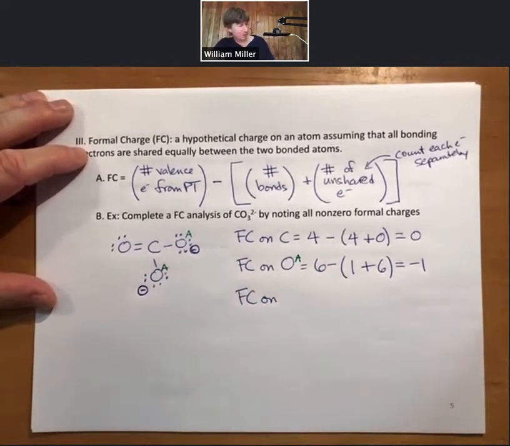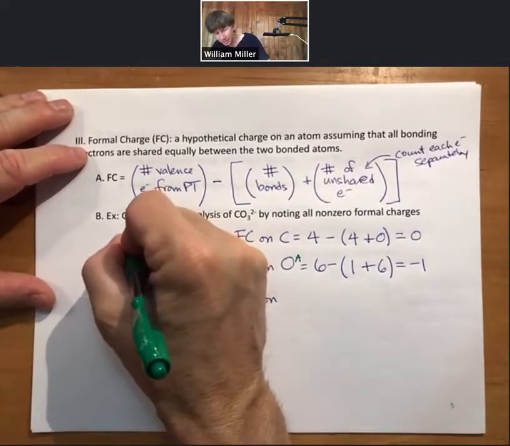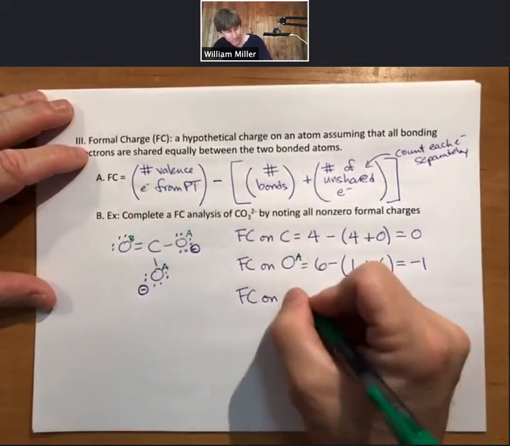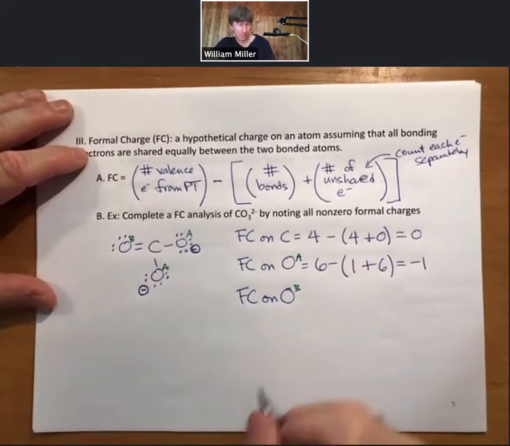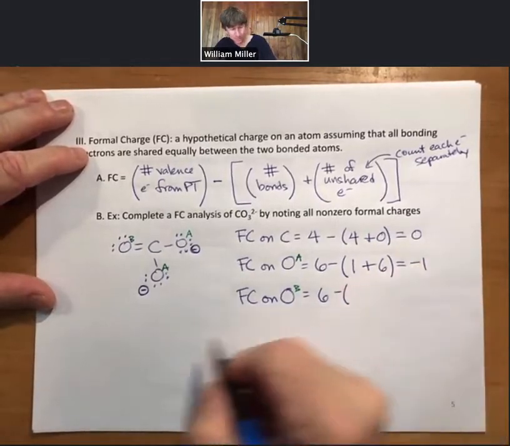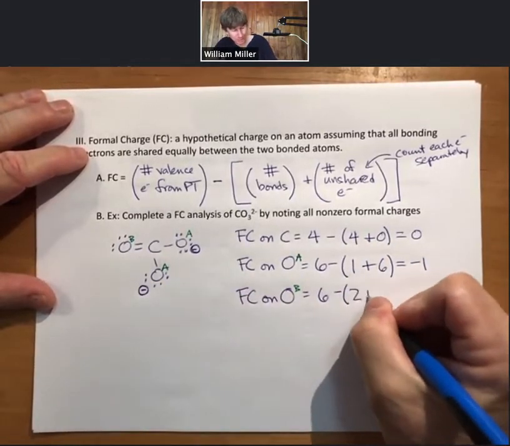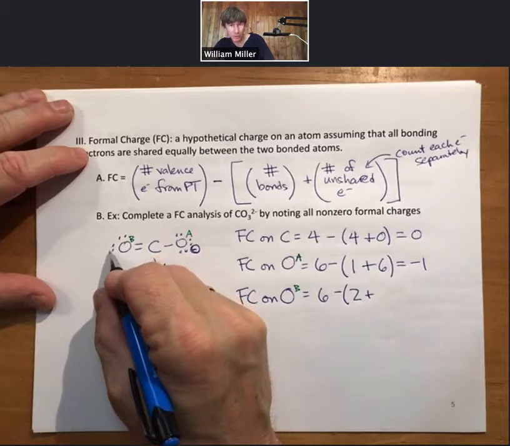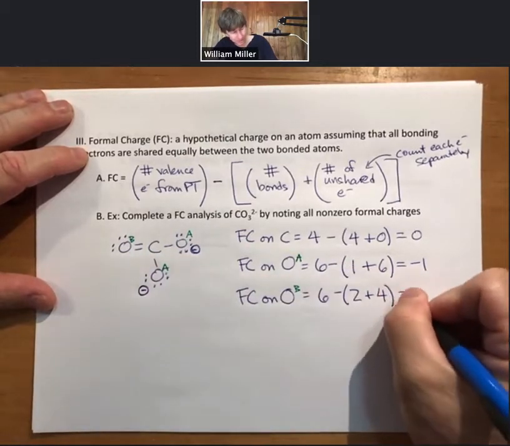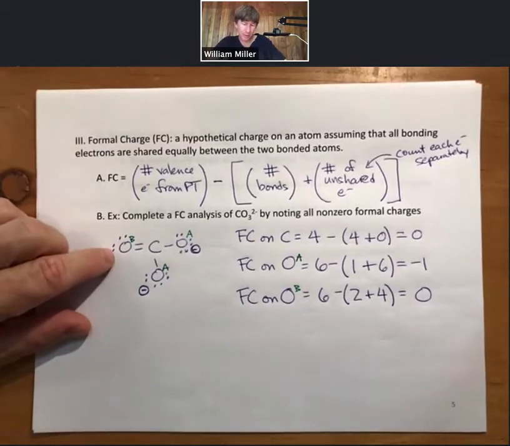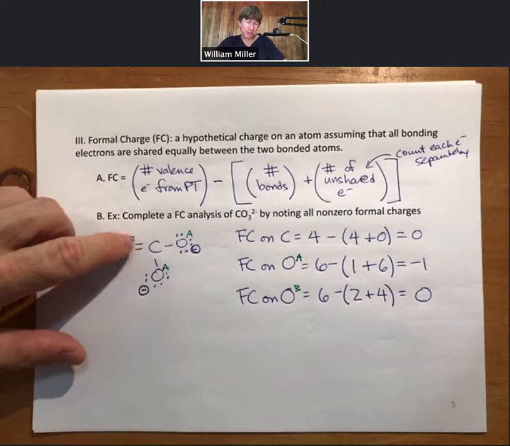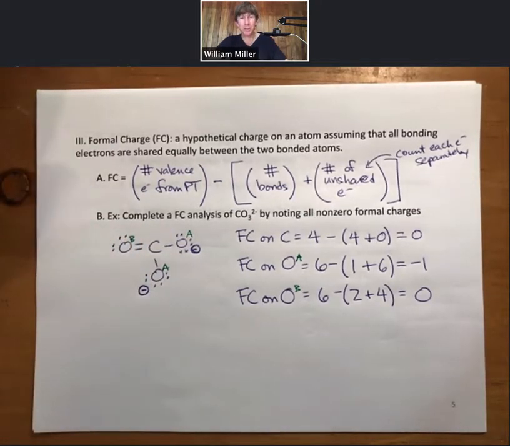Now, we also have an oxygen that we'll call oxygen B. There's my O. 6 valence electrons from the periodic table. This time we have 2 bonds and 1, 2, 3, 4 unshared electrons. 6 minus 6 is 0, and so we have a 0 formal charge. On any atom that has 0 formal charge, there is nothing to write.